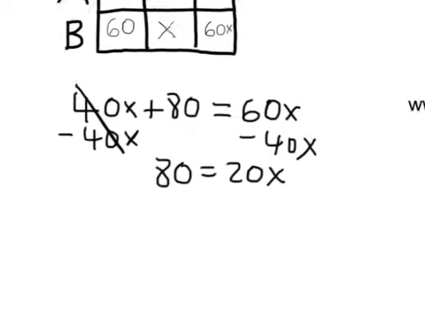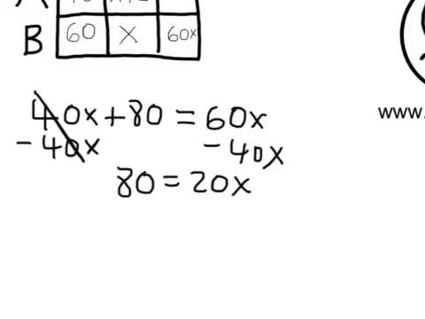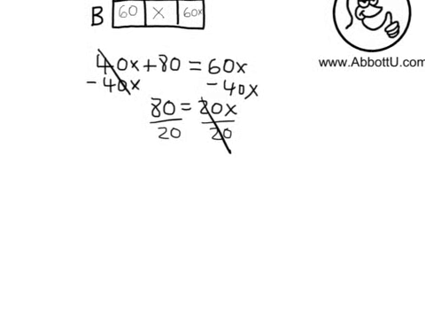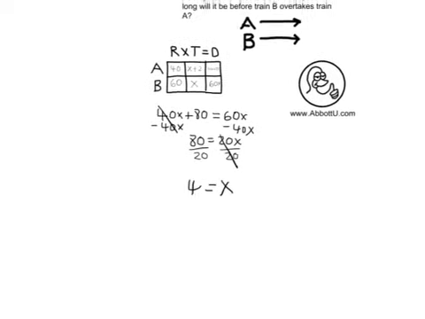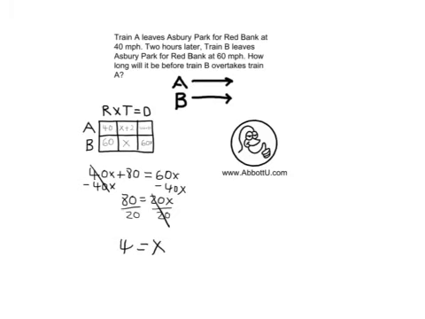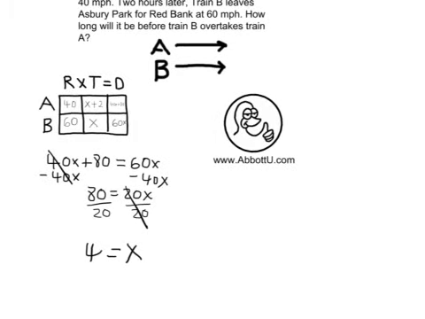And at that point, it would be a matter of dividing both sides by 20 in order to solve for x. These would cancel, leaving us with x equals 4. So what that means is train B traveled 4 hours before it overtook train A. Awesome.